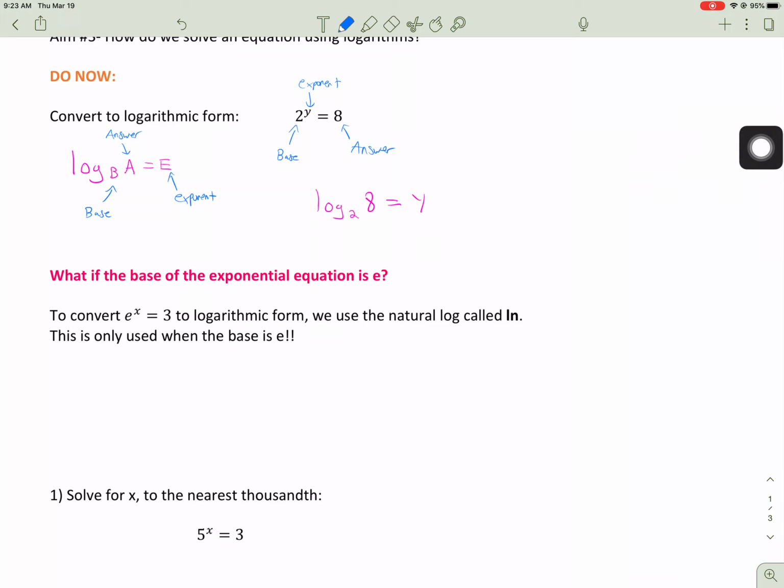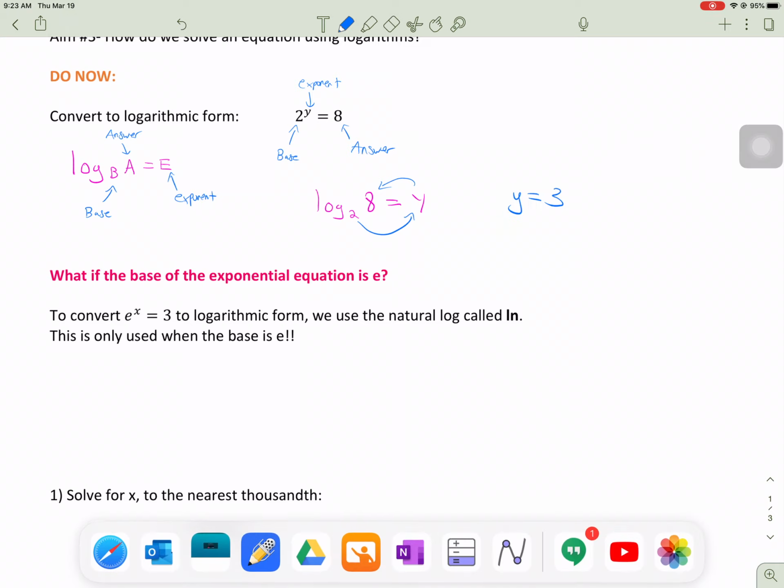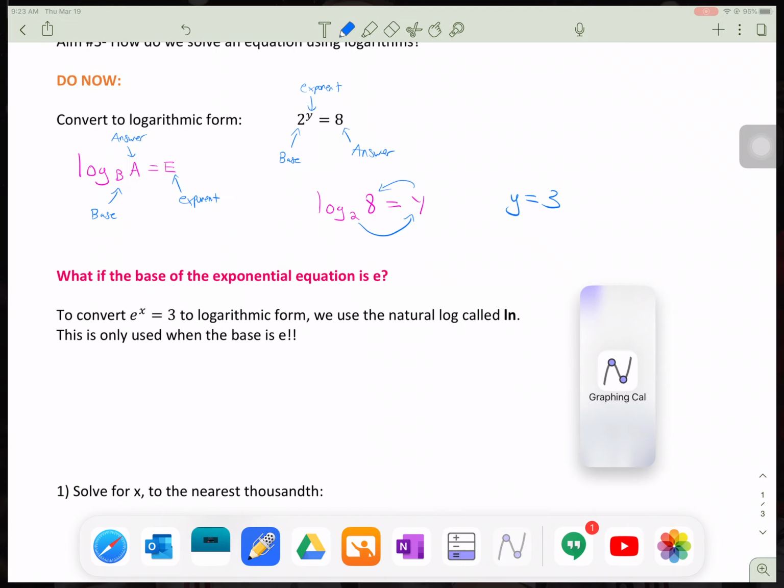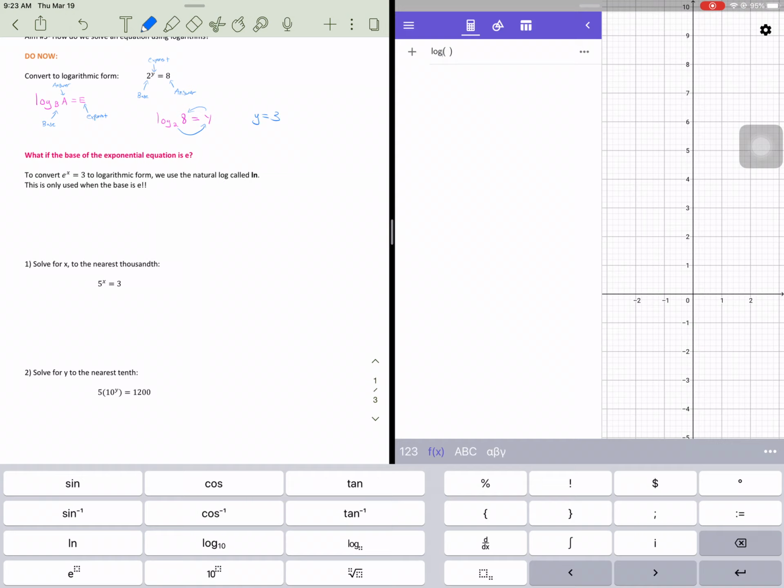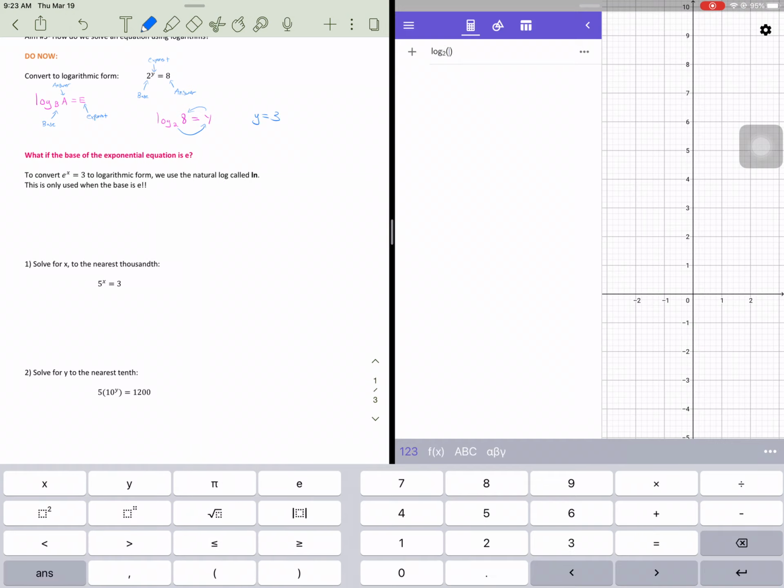Don't forget also, if you wanted to take this and go back to exponential, it would be the same thing. Your base, your answer, your exponent. 2 to the y equals 8. 2 to what power is 8? And if you put this in a calculator, you will get y equals 3, which we can check. Log base 2 of 8, 3.